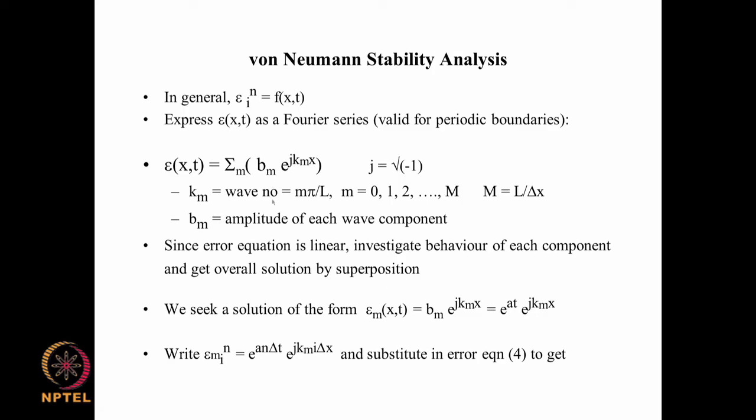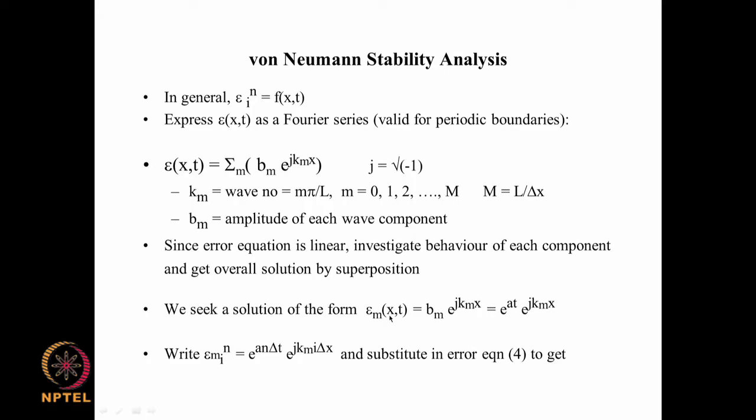So, what are we looking at? We are looking at a solution for a particular wave component m, small m, as B_m times exponential of j k_m x. Since we are looking at whether it is going to increase or decrease with time, we express this as exponential of a times t, where t is increasing. When you go from t to t plus delta t, if a is positive, then B_m will increase. If a is negative, then B_m will decrease. And this is one particular wave component.